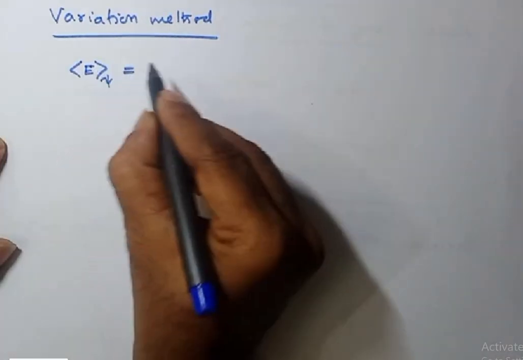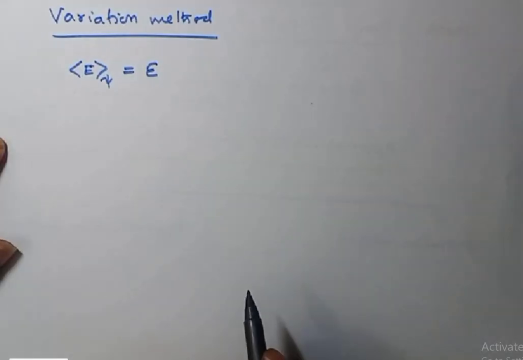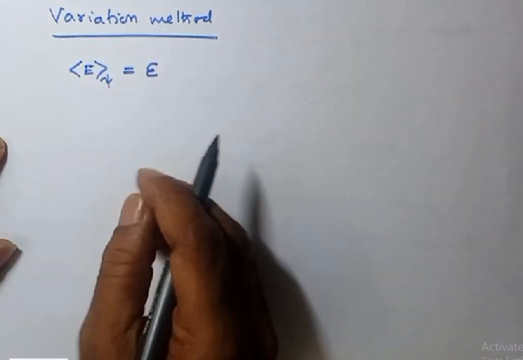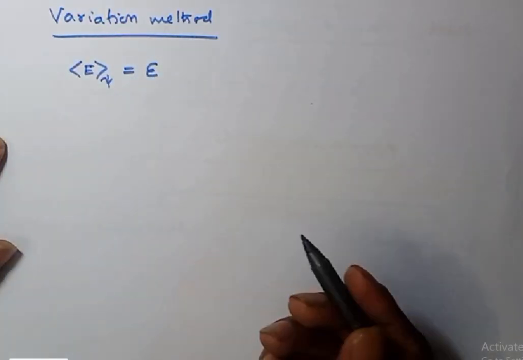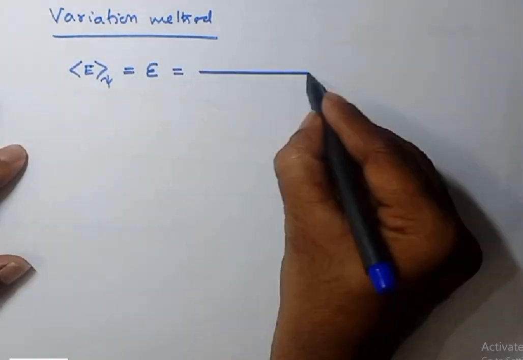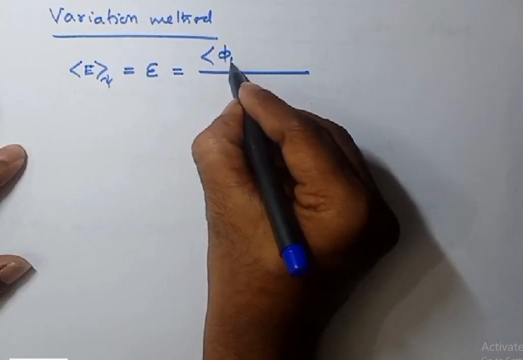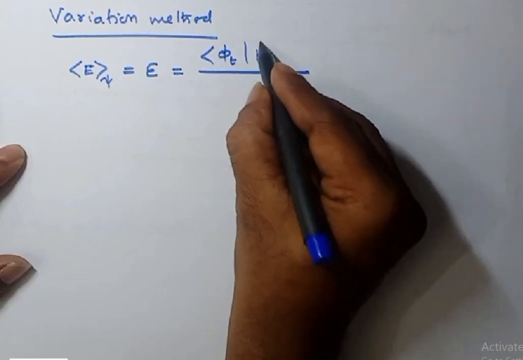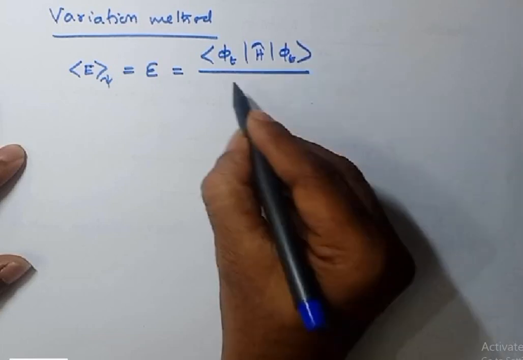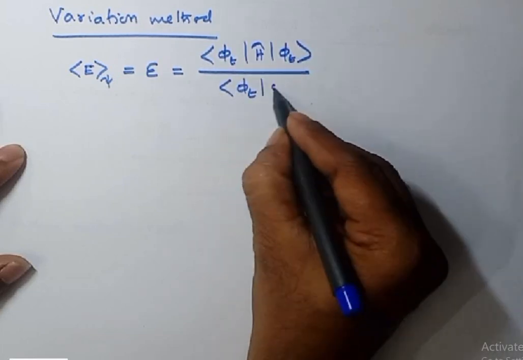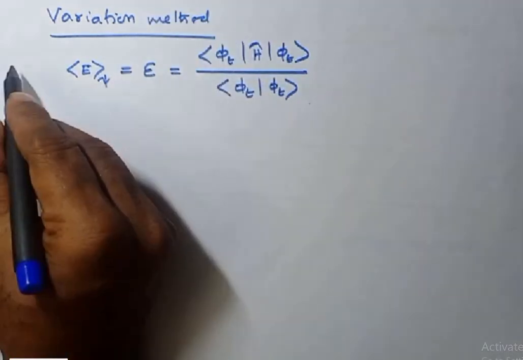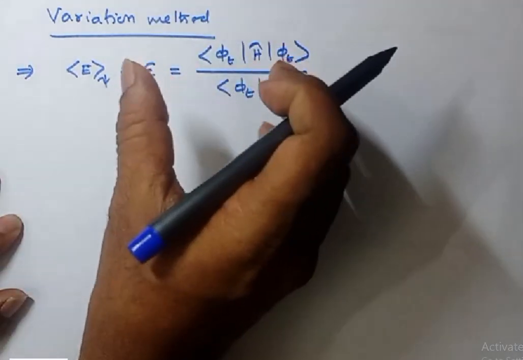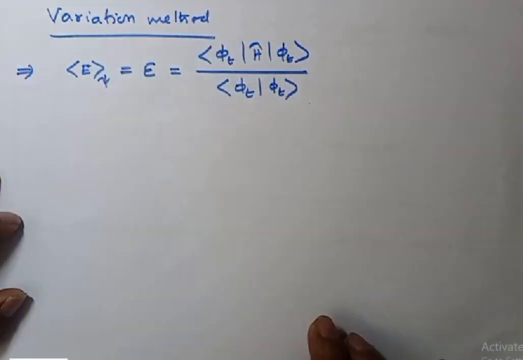I'll write the average value of energy simply like this, epsilon. I'll put the epsilon symbol, which indicates the average value of energy or variation energy, the energy calculated using the variation method, which is equal to the trial function, H operator, trial function, divided by trial function. This is the formula we use to calculate the average value of energy, and this is the method to calculate it by the variation method.